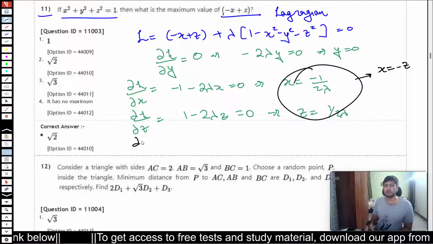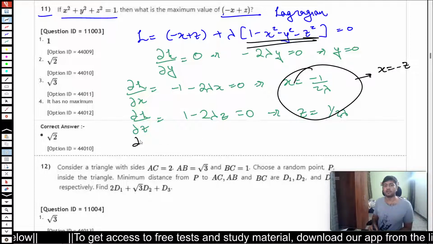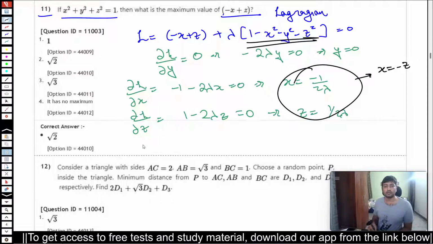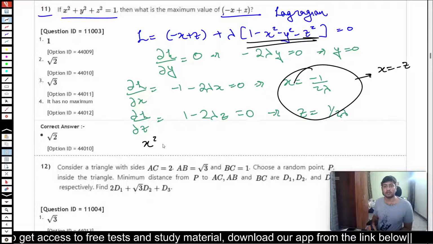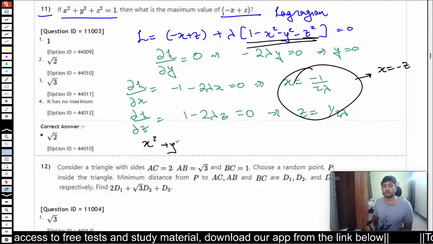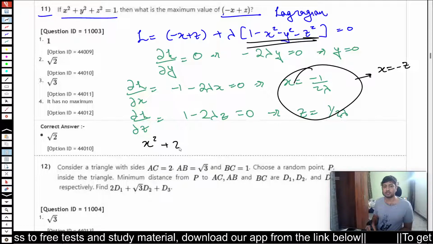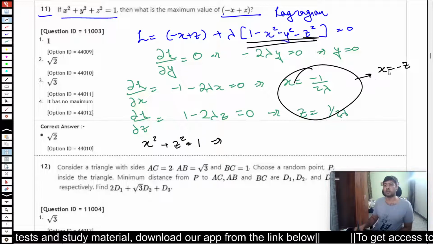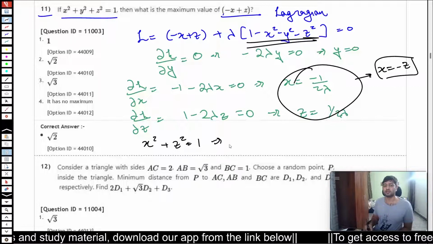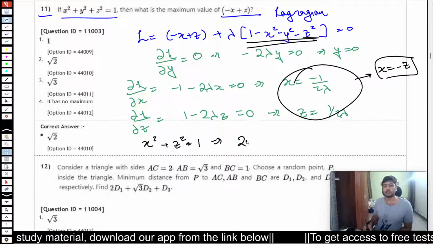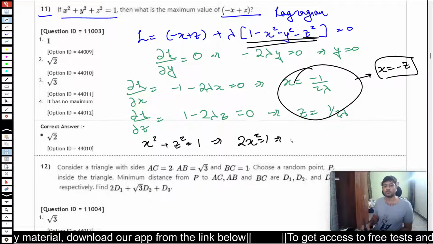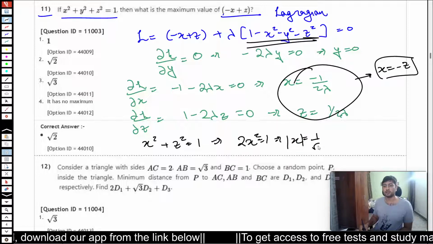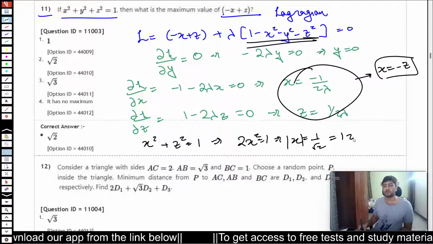Now finally the budget constraint, that is del Lagrangian by del lambda, which will be just x square plus y square plus z square equals 1. Y is 0, so you can eliminate it, so x square plus z square equals 1 and x is equal to minus z, so you can substitute that. So you basically get twice x square equals 1, which implies mod of x equals 1 by root 2, which must be equal to mod of z.